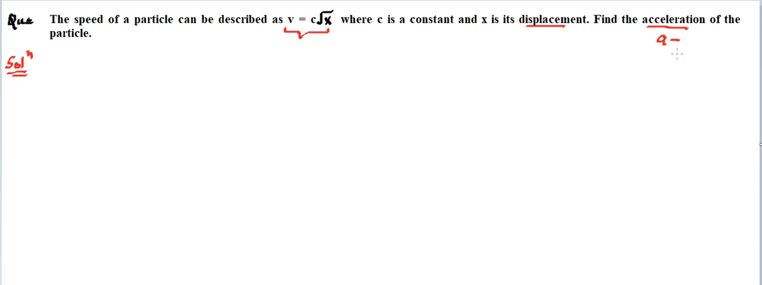These equations are valid only for the constant case. So what we need to do is start with the basic equations or basic definitions. Now here the requirement is to find a. So that's our requirement. And what is given? We are given a relation between v and x.